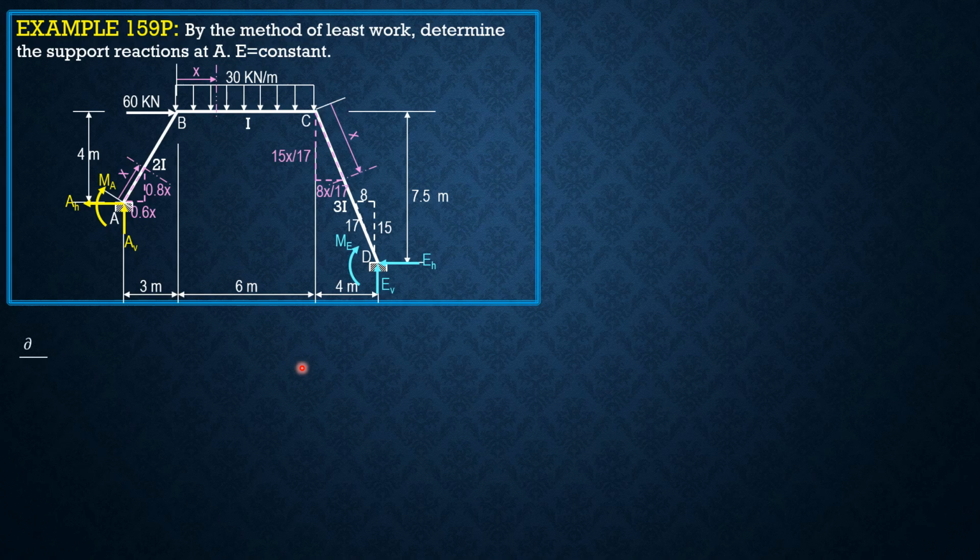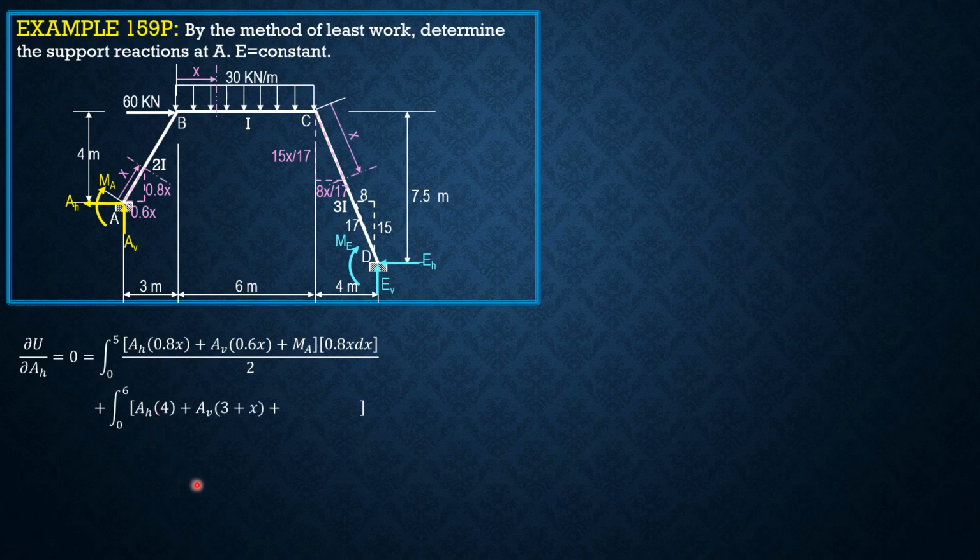So therefore, partial of U with respect to AH equals 0, equals integral from 0 to 5 of AH times 0.8x plus AV times 0.6x plus MA, and derivative 0.8x dx over 2I. Then plus integral from 0 to 6 of AH times 4 plus AV times 3 plus x plus MA, then minus 15x squared. The derivative is 4 dx.